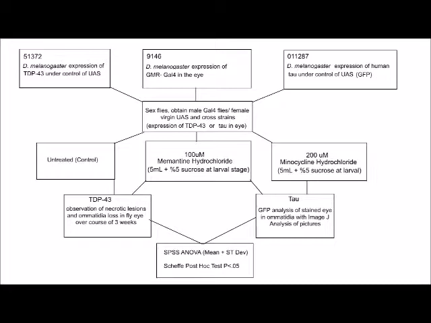The TDP-43 group will focus on the observation of necrotic lesions and ommatidia loss in the fly eye, as demonstrated in Lee's procedure in 2010. Measurements will be based on the levels of severity in the eye defects and the gradual progression in retinal degeneration over the course of 3 weeks. The tau-affected group will focus on the fluorescent GFP analysis of the stained eye with ImageJ and the CTCF formula to observe age-onset degeneration to the eye and its parts. SPSS ANOVA and Chaffee post-hoc value of less than 0.05 will be used for statistical analysis.